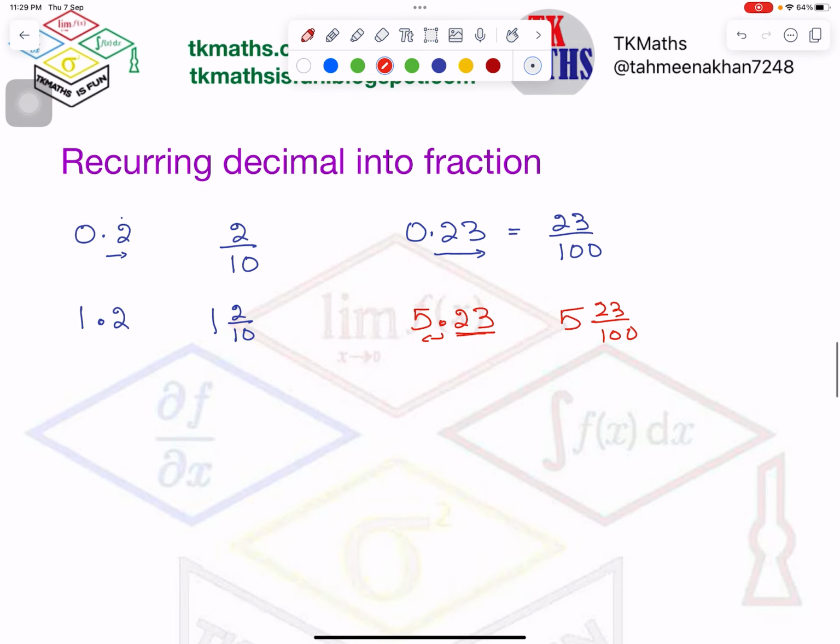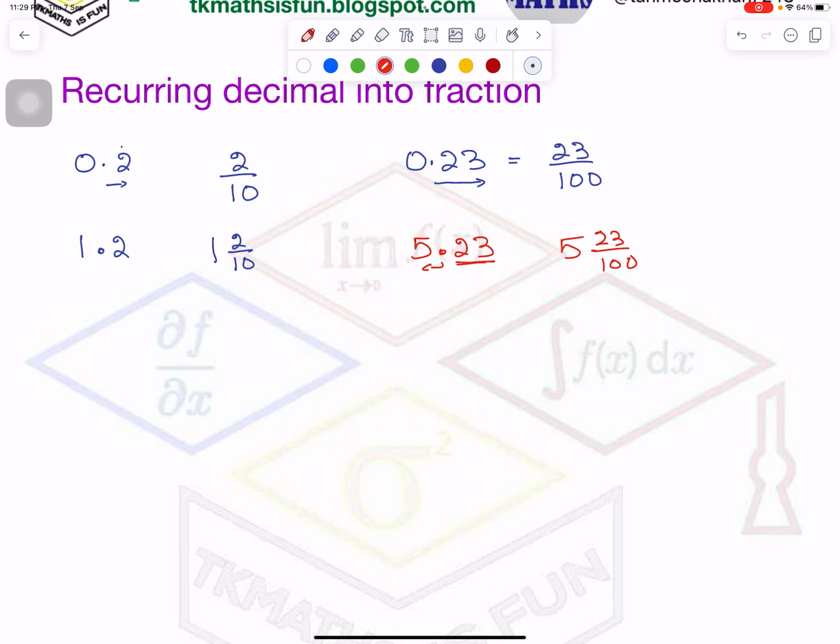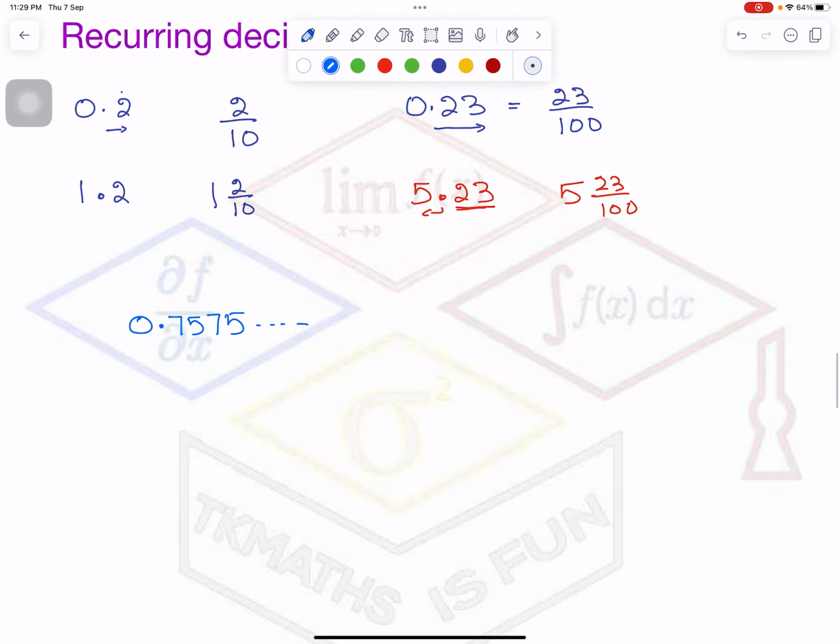Recurring means it repeats. So for example, I take an example of 0.757575 and so on. I want to change this into fraction. Now what I will do? There is a particular way to handle these type of questions. First of all, you say let x is equals to this. Now you need to multiply this x either by 10, 100 or 1000, and that you decide. And how do you decide? Let me help you one by one.